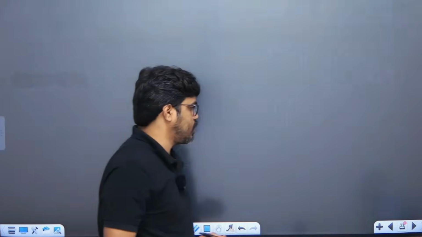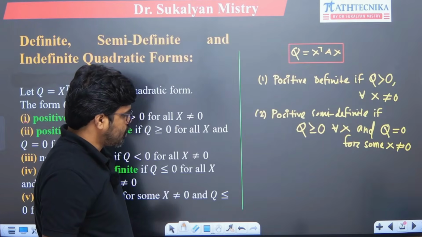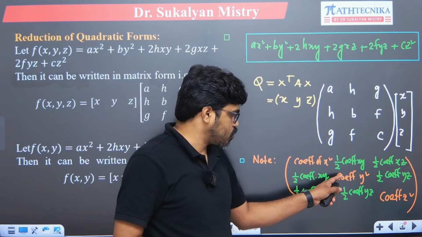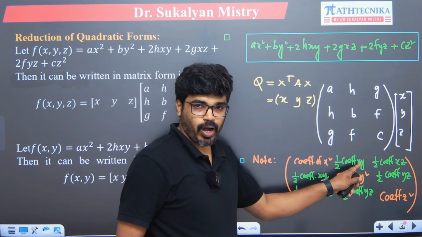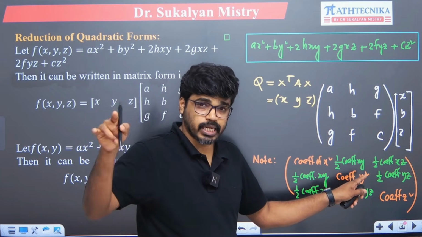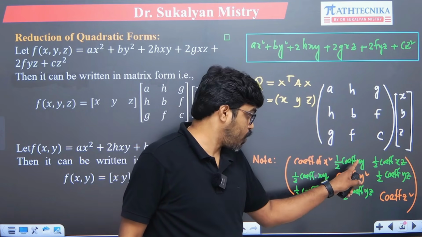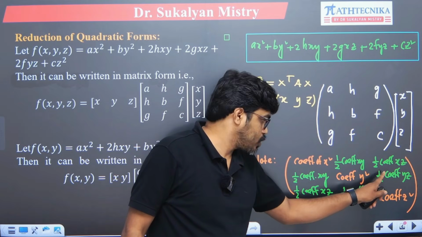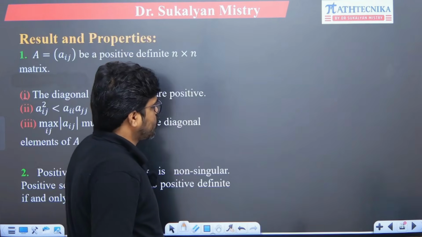Can you remember this result? Can you remember this formula? Just see this form: coefficient of x square, that is coefficient of y1 square, coefficient of y2 square, coefficient of y3 square, 1 by 2 coefficient of y1y2, consider x as y1, y as y2, and z as y3, 1 by 2 coefficient of xy, that is coefficient of y1y2, 1 by 2 coefficient of y1y3, 1 by 2 coefficient of y2y3. Right? Okay.